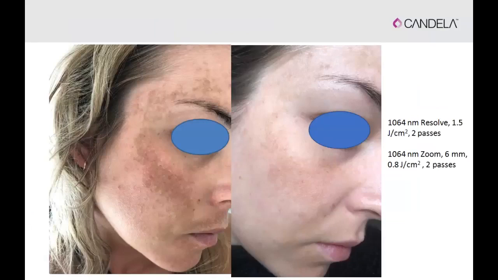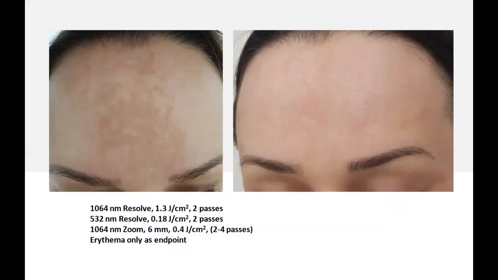in melasma. This is another example of, again, the combination of the Resolve handpiece followed by the large spot Zoom 1064 with low fluences. And again, in this case, however, because she was lighter skin type with predominance of epidermal melasma, I also used the 532 Resolve in addition to the 1064 at low fluences.